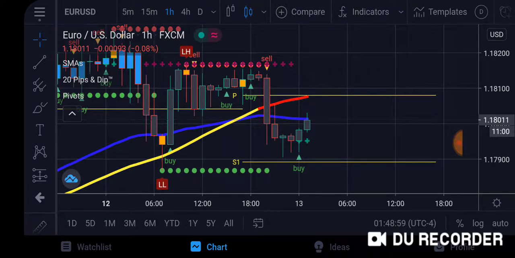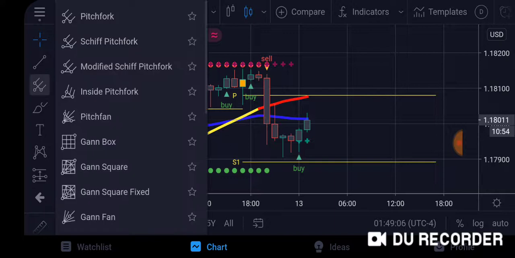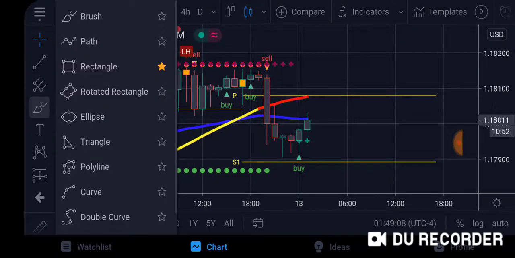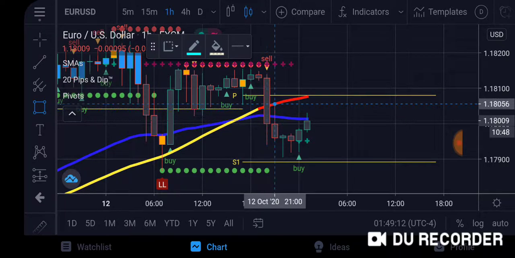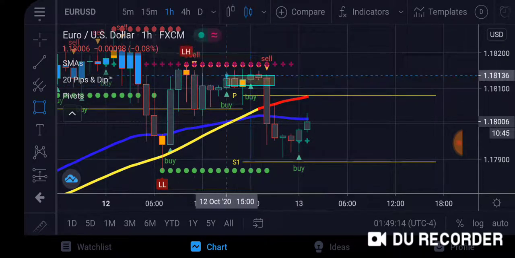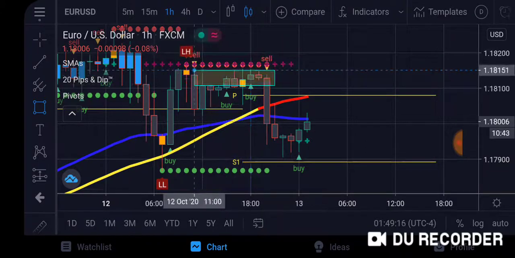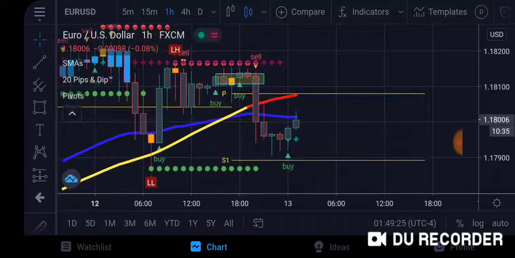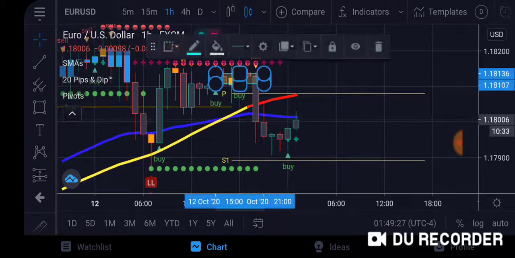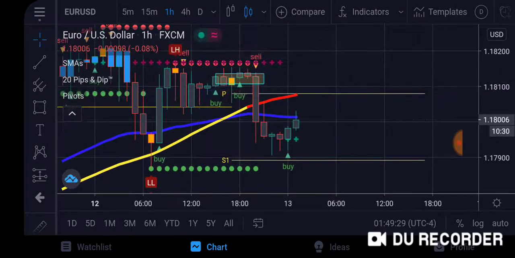Then we got a lot of consolidation. Let me show you guys what that's at. All that consolidation was in this area here, right up in there. That's where you see all the consolidation. I can stretch it out a little, just trying to show you guys.